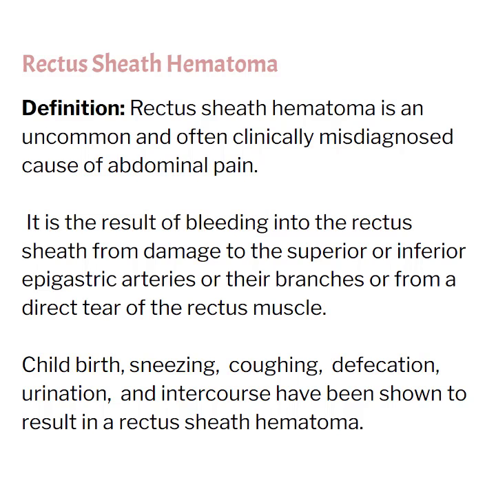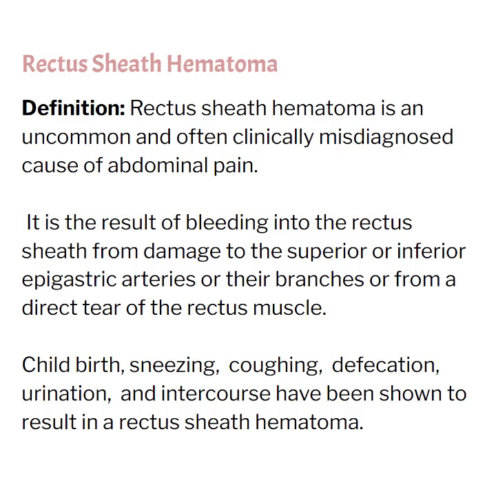Rectus sheath hematomas are basically big bruises that happen within the covering of the abdominal muscles called the rectus sheath. Rectus sheath hematomas are not always the first differential that comes to mind when a patient presents with abdominal pain, and so therefore it can actually be a common clinically misdiagnosed cause of that abdominal pain.